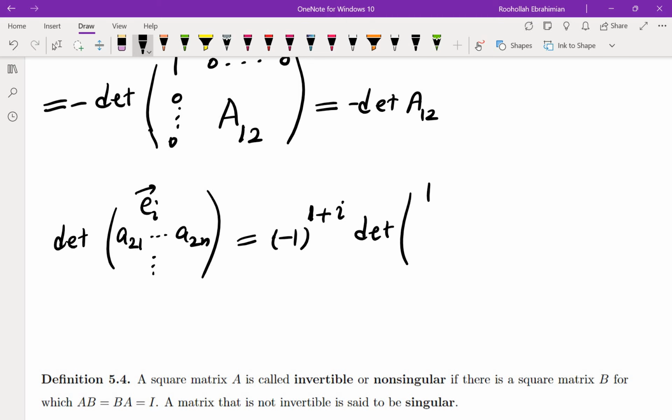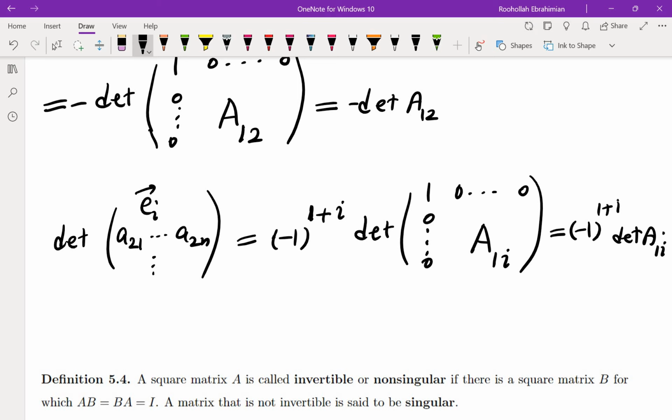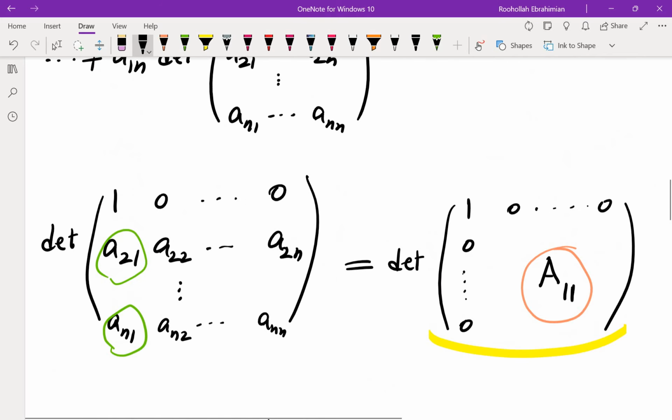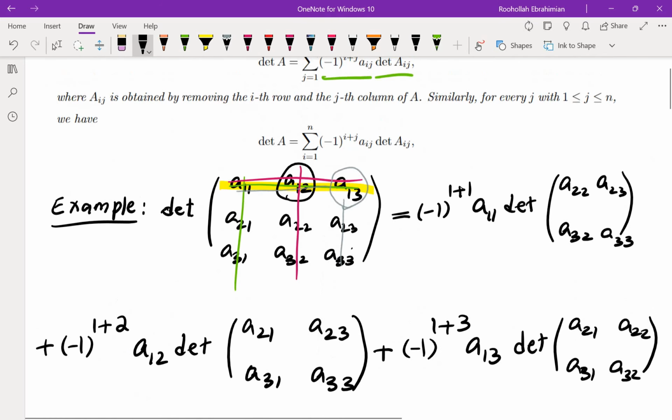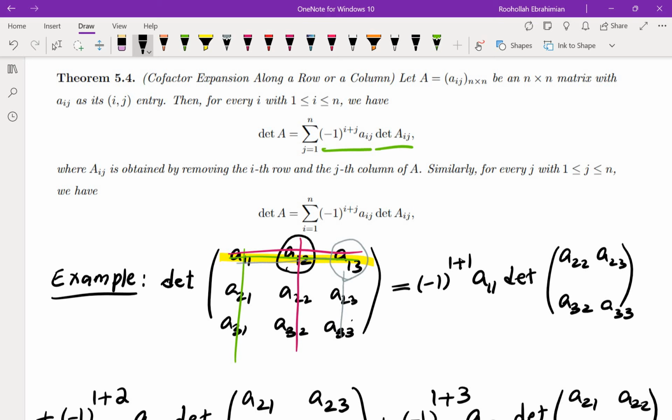Determinant of 1 and then 0 here after you do row operation, and then A1I, which is negative 1 to the power of 1 plus I, determinant of A1I. Okay, so this proves the cofactor expansion along the first row. And if you want to do a cofactor expansion along a different row, you'll just do swapping, row interchange, and then you apply cofactor expansion along the first row, and that would complete the proof for cofactor expansion.